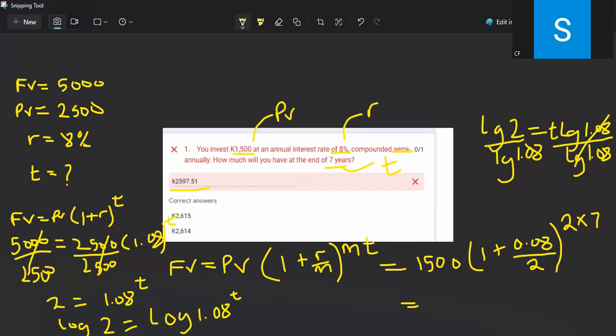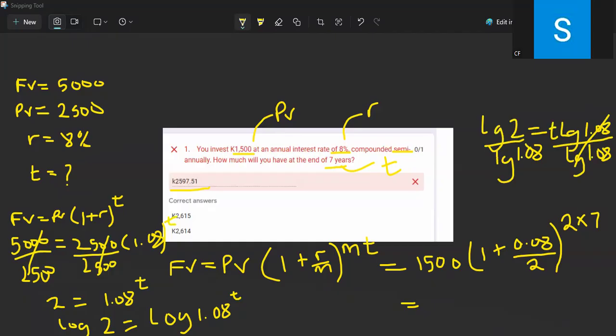Are we together? Any questions at this point? None. Okay, so sometimes they'll ask you to find the present value. How do you calculate the present value? The present value is given by just rearranging the figures that we've talked about there. You make P subject of the formula.